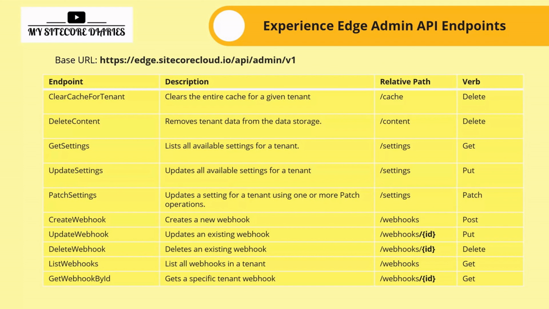Then you have delete content, which will help you remove the tenant data from the data storage. Then you have get settings, which will list all available settings for the tenant. Update settings will update all the settings for the tenant. Then you have patch settings. For webhooks, you have create webhook, update webhook, and delete webhook. Create will create a new webhook, update will update the existing webhook, and delete will delete the existing webhook. Then we have list webhooks, which will list all the webhooks in the tenant, and get webhook by ID, to get a specific tenant webhook. So these are the different endpoints which you can use in XM Cloud for any operation on Experience Edge.